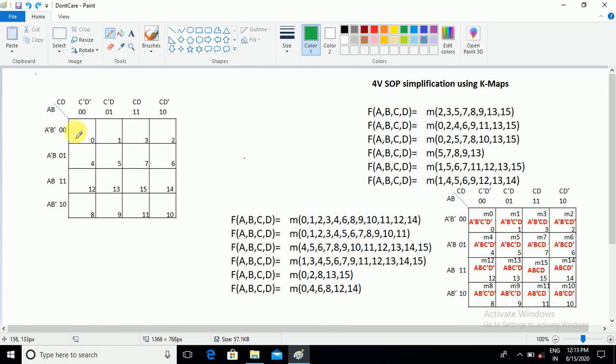Next one is 0, 2, 8, 13, 15. See here, in this group you may think there is a chance of corner mapping. But what is the rule for corner mapping? All corners should be selected, but here 10 is not selected, so you cannot group the corners.